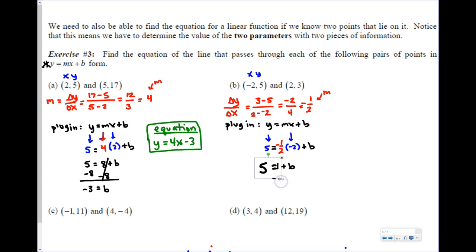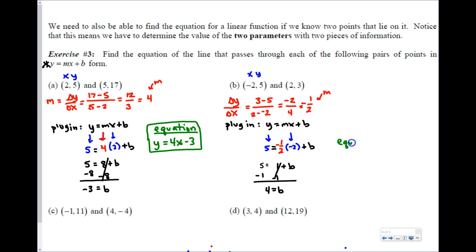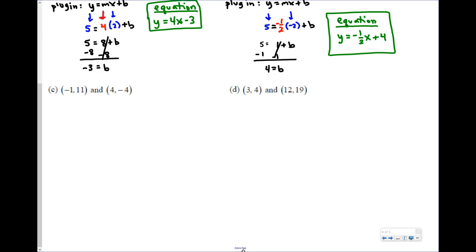Now this is easy. Now I just subtract 1 from both sides. 5 minus 1 is 4, so I get that 4 equals b. Now that I know my m and my b, I can write my equation, which is y equals negative 1/2 that I got from my m up here, x, and then plus 4, which is my b. If you made a mistake, it's probably because you didn't calculate the slope correctly. You probably made a sign error. So in the future, always remember your signs and always be very careful about what order you put your x's and y's in.